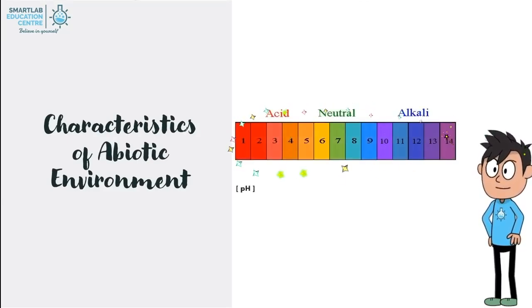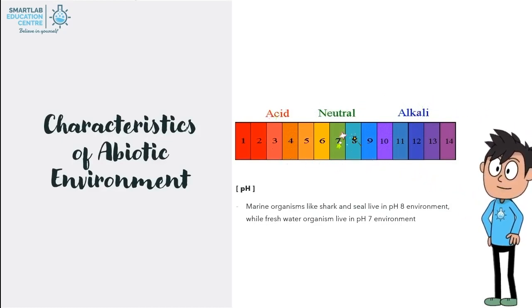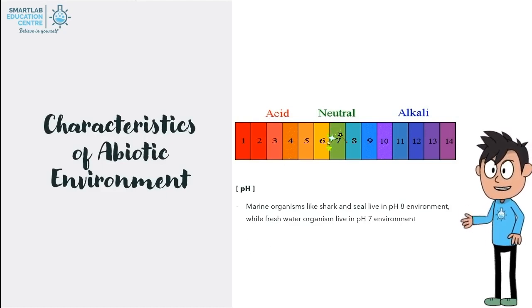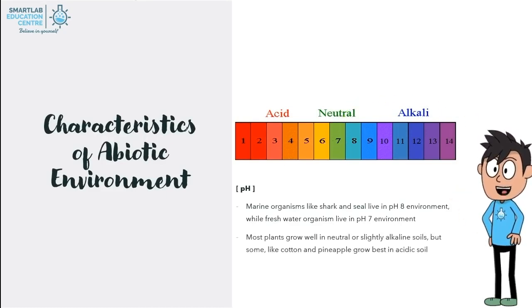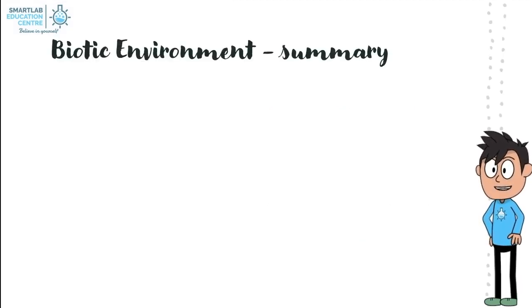Here is another characteristic of the abiotic environment. pH. Marine organisms like shark and seal live in a pH 8 environment, while freshwater organisms live in a pH 7 environment. Most plants grow well in neutral or slightly alkaline soils, but some, like cotton and pineapple, grow best in acidic soil.